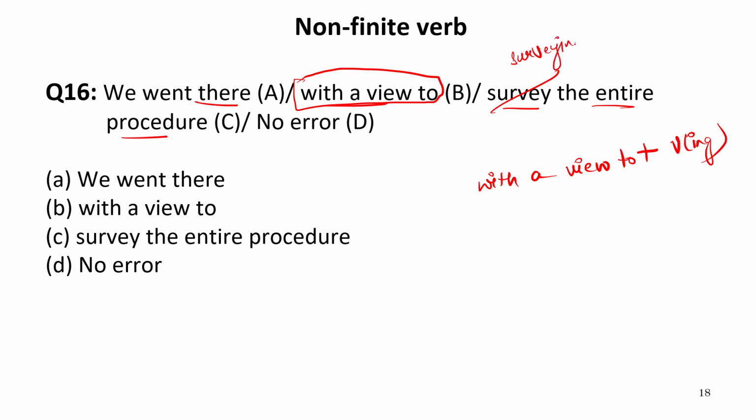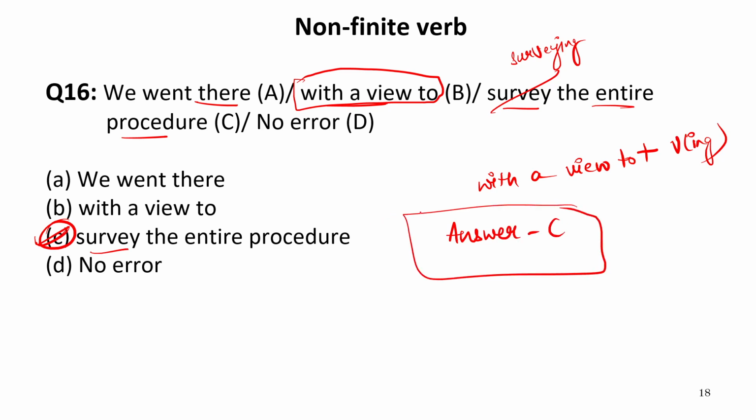Now there are more words or more expressions like this. For example, if we have looking forward to, with a view to, prone to, given to, addicted to, attention to, we always use verb with ing. So the error is in part C. The survey should be replaced with surveying. So our answer is C. Now let us move to the next one.